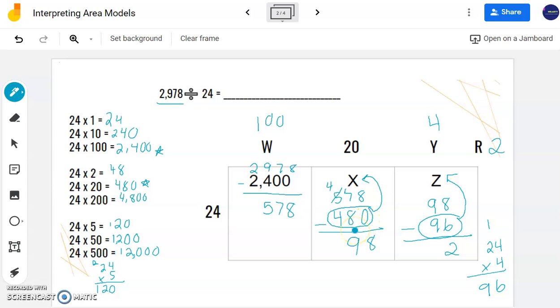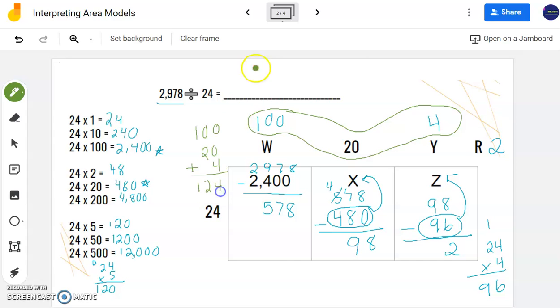So now we did all this work. This is great. We found these missing pieces of information. We found what W, X, Z, Y, R is. We found that. That's great. Now my last step is to find my quotient. To find my quotient, I want to add all my numbers I'm circling together. So I have 100 plus 20 plus 4, which is actually my quotient in expanded form, giving me 124. Can't forget my remainder of 2. And that is telling me that that is the answer to this division problem.